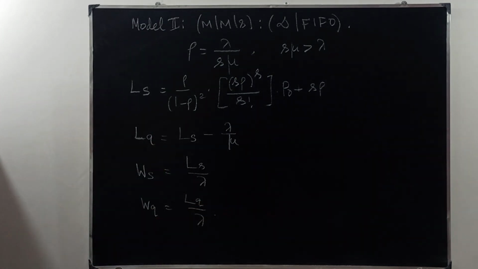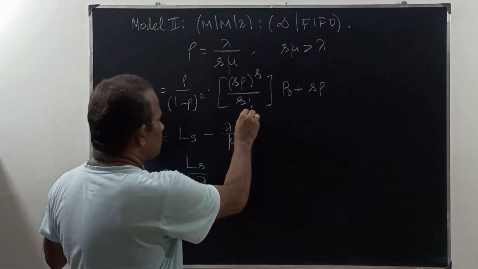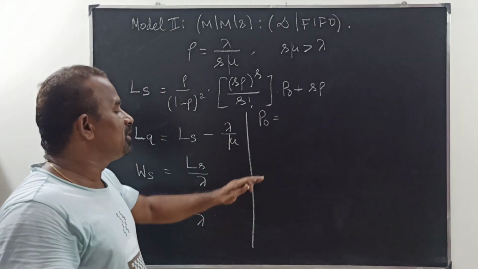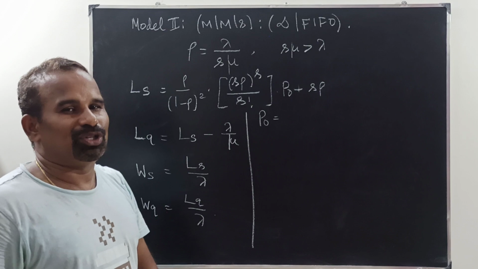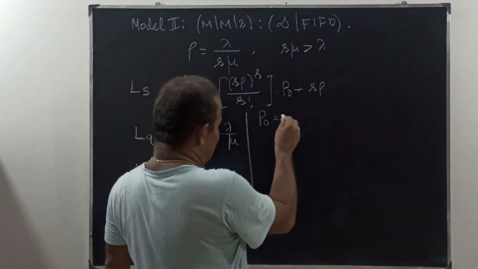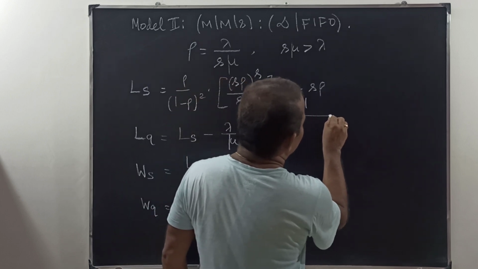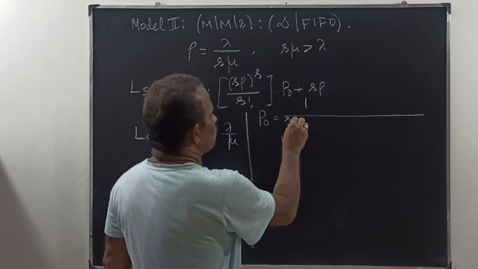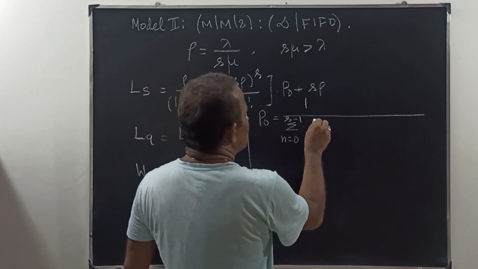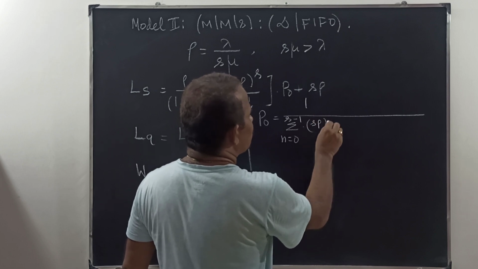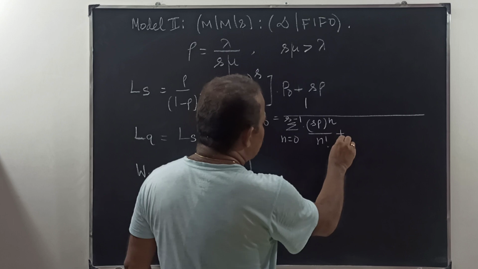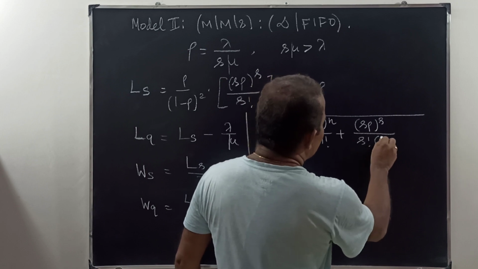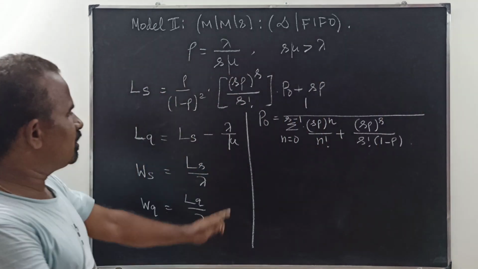Then P naught is the probability that there are no customers in the system. So P naught is equal to 1 divided by the sum from n equal to 0 to S minus 1 of (S rho) the whole power n divided by n factorial, plus (S rho) the whole power S divided by S factorial into (1 minus rho). This is P naught.